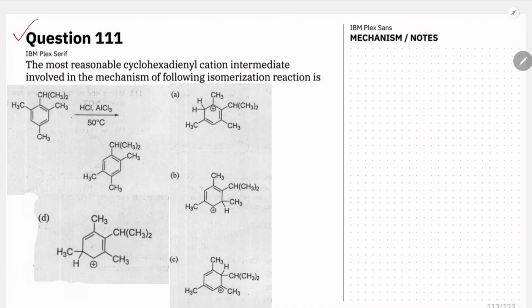Question number 111. The most reasonable cyclohexadienyl cation intermediate involved in the mechanism of the following isomerization reaction is. Here HCl and a Lewis acid are given, and different kinds of cations are given. You have to find which intermediate will give this product. First of all, in presence of HCl, the protonation takes place.